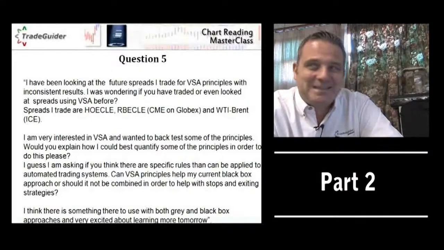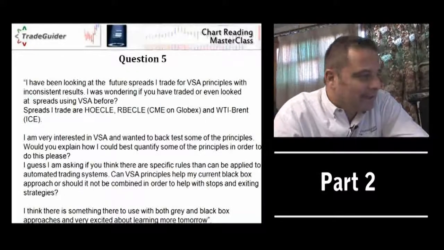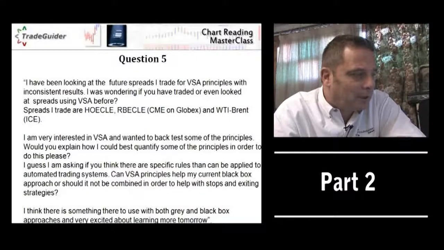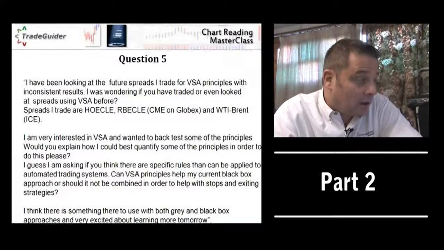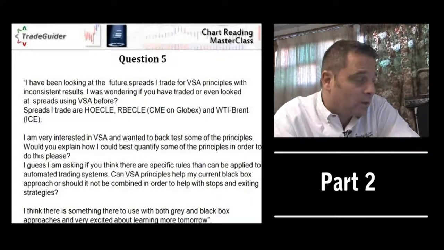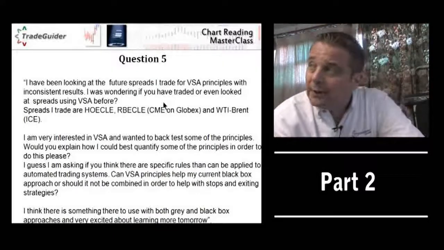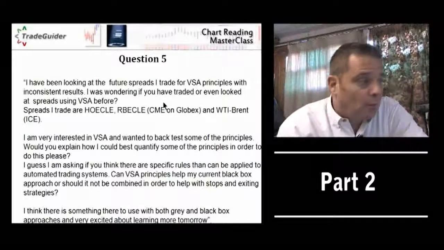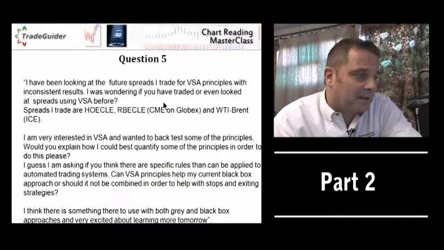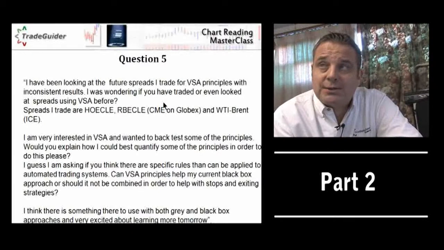And Tom's sitting here rubbing his hands with glee because he's working on exactly this, so he'll be able to answer that. Can VSA principles help my current black box approach, or should it not be combined? I think there is something there to use with both grey and black box approaches. Now, I am not familiar with these spreads, and I don't think you are, Philip, so I can't really comment on those. But what I can comment on, and what Tom will most definitely comment on, is the back testing of principles. More importantly, can VSA be put into an automated trading system? Tom?